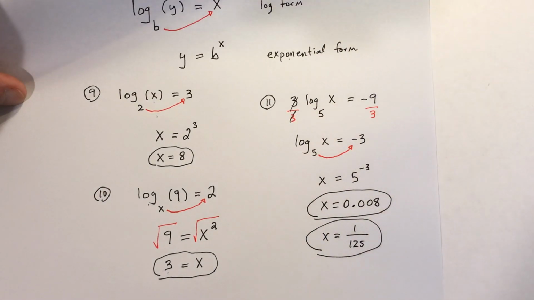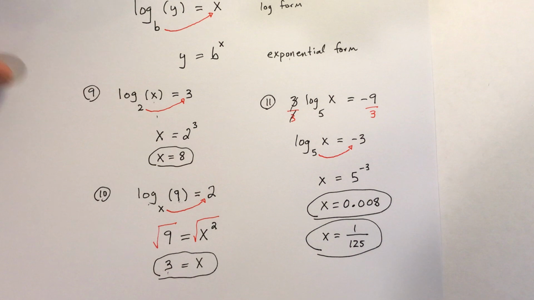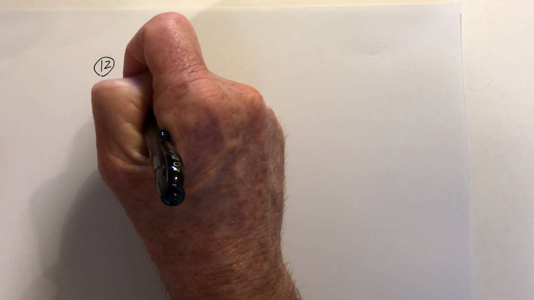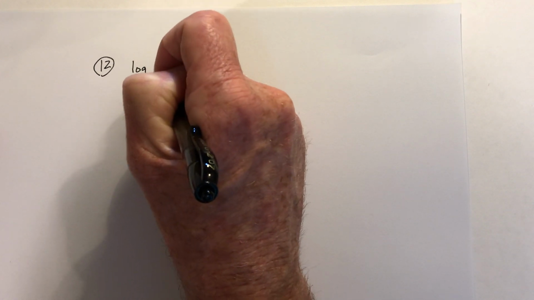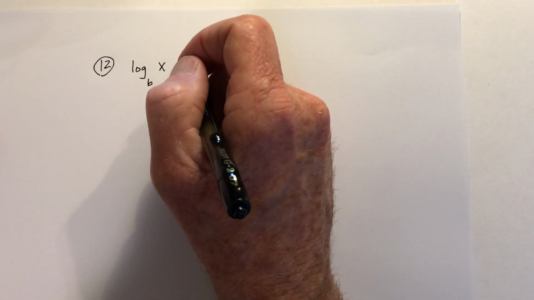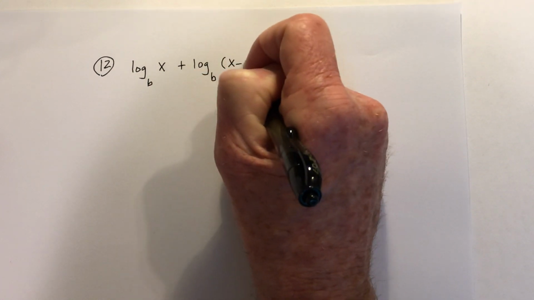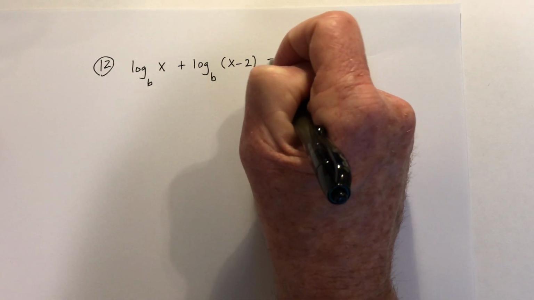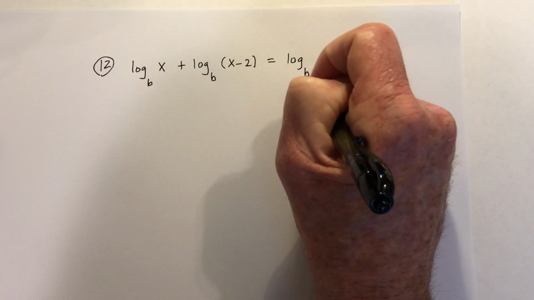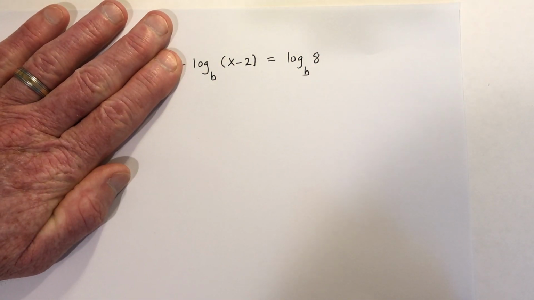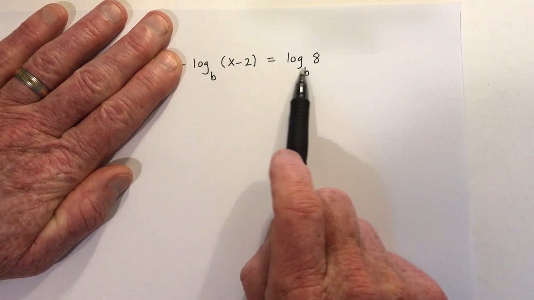Okay, then there's one more from logarithms that I want to do, and this would be number 12. And that is, what if it's log with a base of b, x, and then plus log with a base of b, x minus 2. And then it equals log with a base of b, 8. So basically with the previous examples, it was just like this. One logarithm and then equals something.